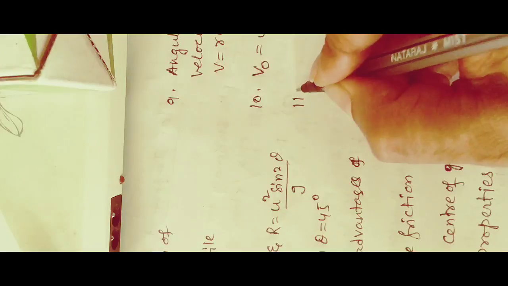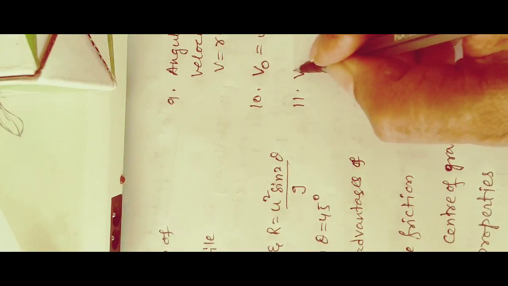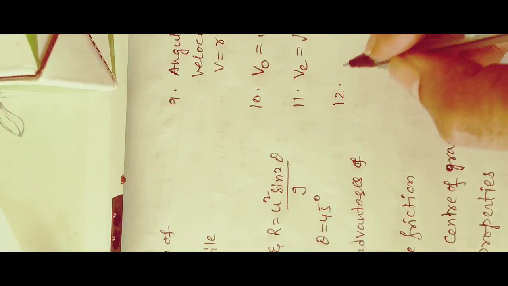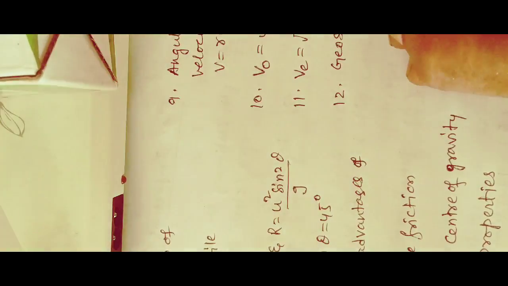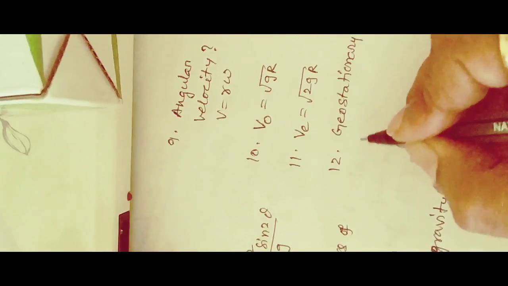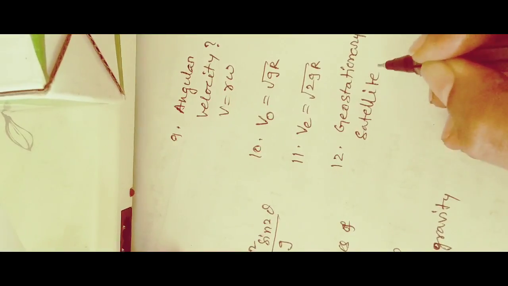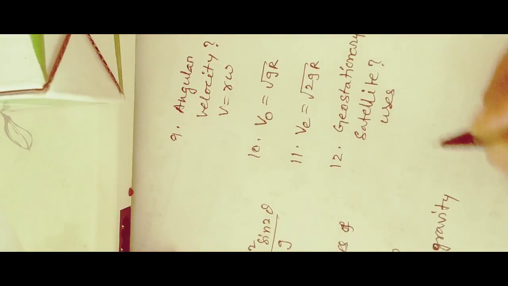11th question. What is escape velocity? Obtain an expression for it. V is equal to root 2gR. 12th question. What is a geostationary satellite? Geostationary satellite and its uses. So any 4 uses you can say.